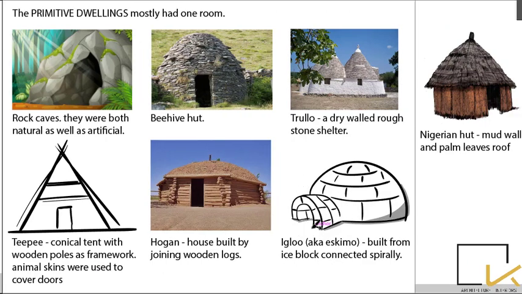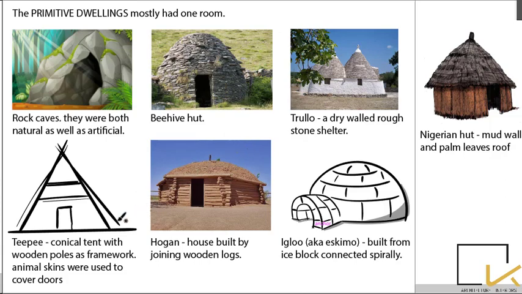So let's look at the dwellings. The primitive dwellings mostly had one room. These were all the types of dwellings that Stone Age men used to live in. The first one is rock caves. There were both natural as well as artificial rock caves created by men. Second is the beehive hut, which is stones arranged in the shape of a hut. Then the trullo hut. A trullo is a dry-walled rough stone shelter. There is a village in Italy, I guess, where most of the settlements mainly consist of trullos.